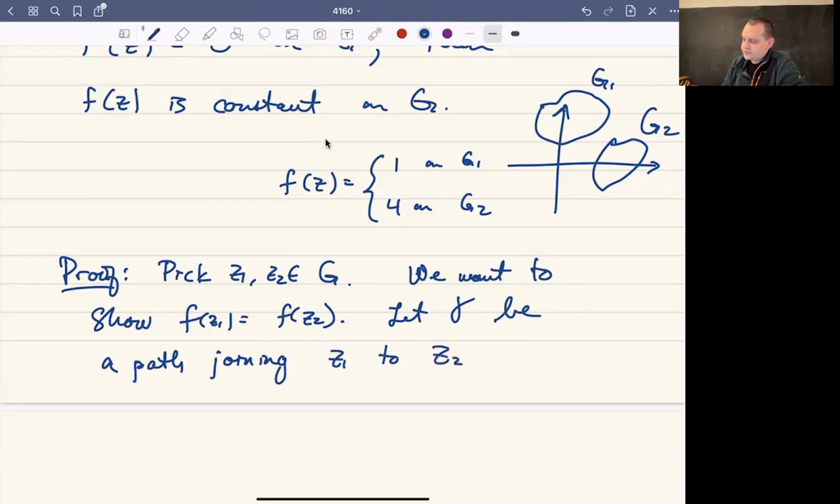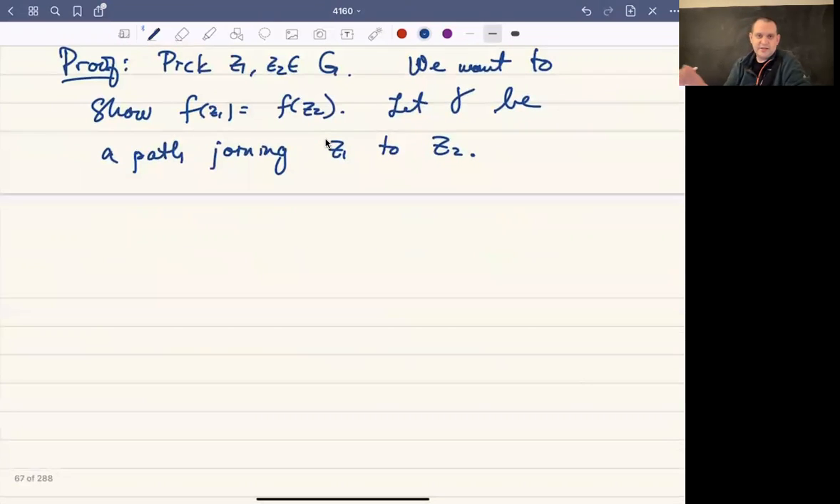How do we know that we can always find such a path between z1 and z2? Think about that for just a second. So how do we know that we can always find a path from z1 to z2? Connectedness, right? Since the region's connected, that means that between any two points we can draw a path.